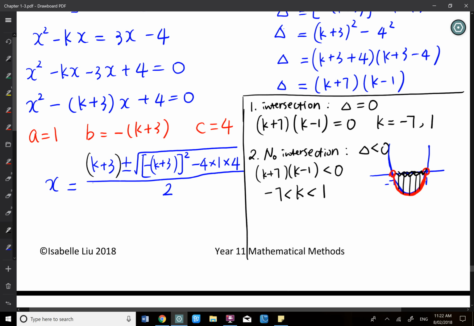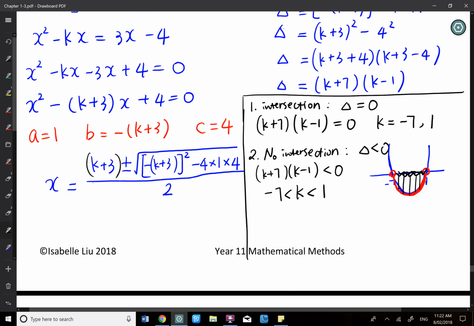No intersection means it must be less than 0. Equal to 0 is the first case, where you only get one intersection. Equal to 0, you still intersect. It's like the touching case, because the square root of 0 is 0. So k plus 3 plus 0 and minus 0 will be the same thing, and you still have one solution. That's why I don't take the 0 here. In this case, I need it absolutely less than 0, not equal to 0.